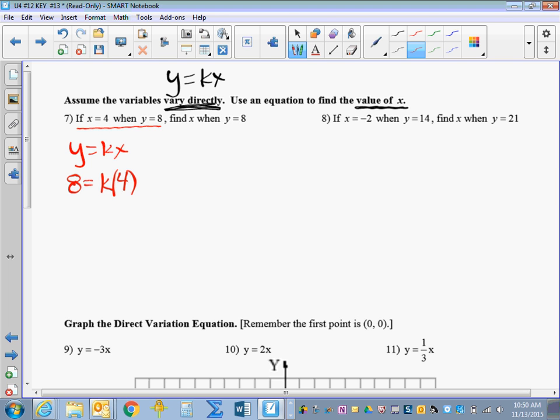Alright, when we divide by 4, what do we get for k? What is k? 8 divided by 4. Good, k is 2. The 4 is from x equals 4. Alright, so we have our k value. We need to write out our equation. Y equals 2 times x.